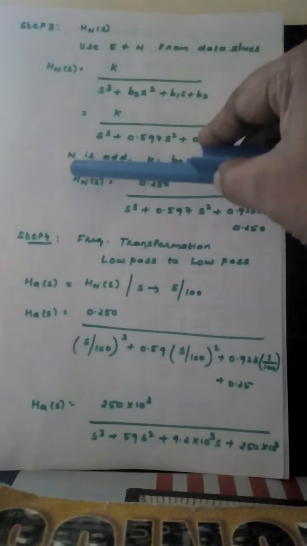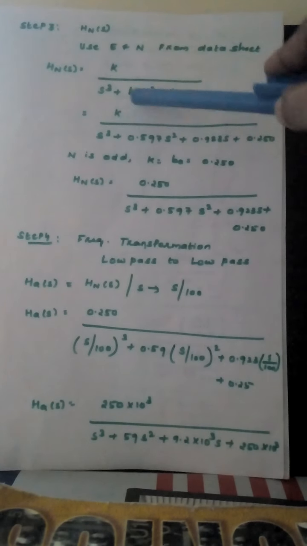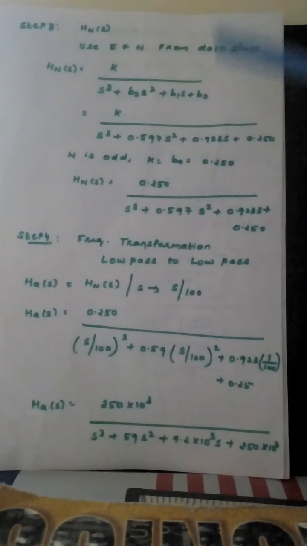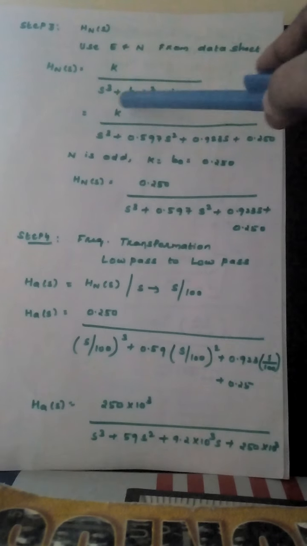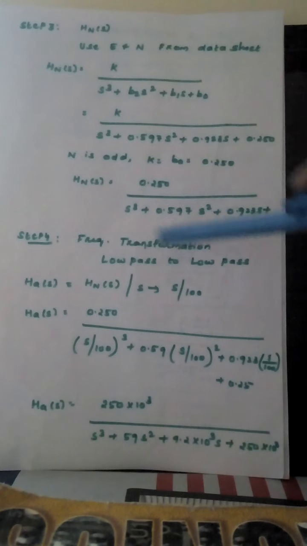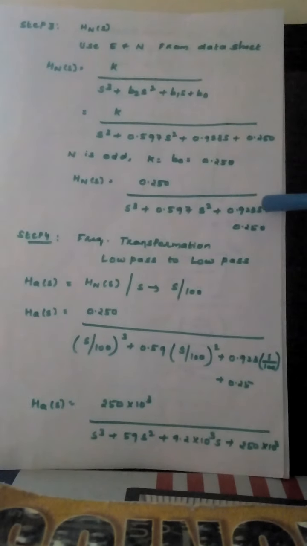Here n is odd, and the k value we can find from b0. If n is even, we have to use a formula, but here n is odd, so k is equal to b0. The b0 value is 0.250. Substituting here, we get the transfer function of the system.